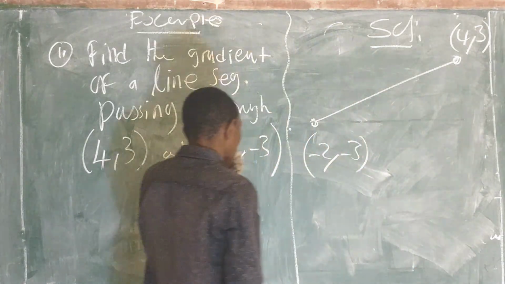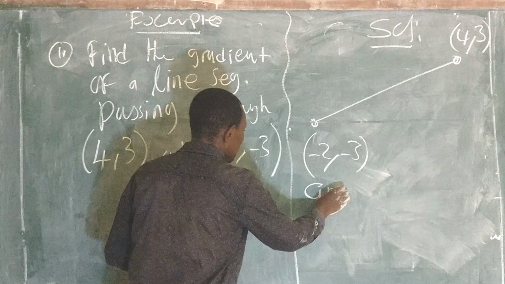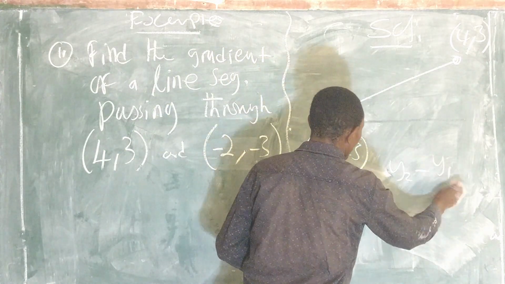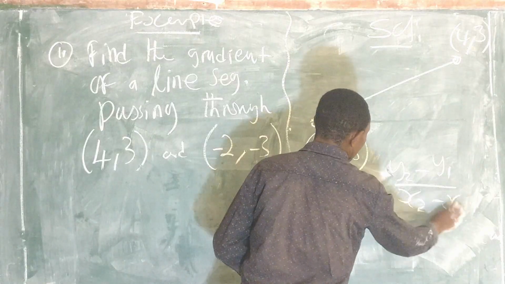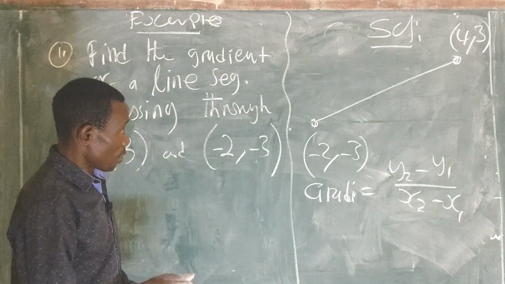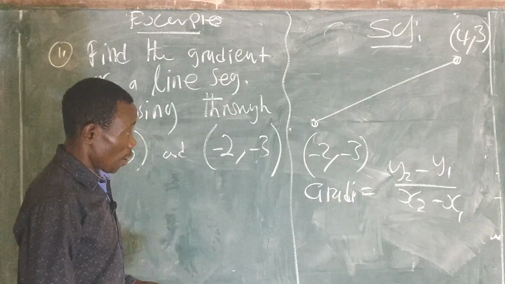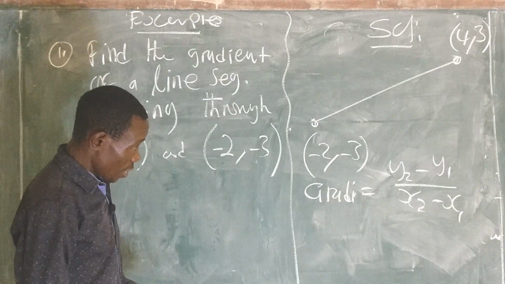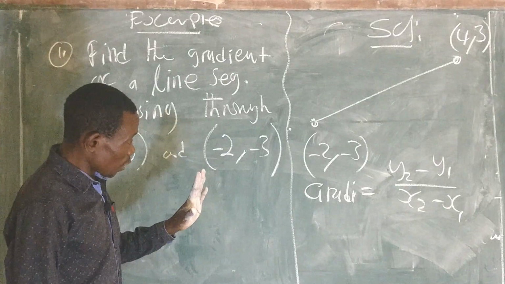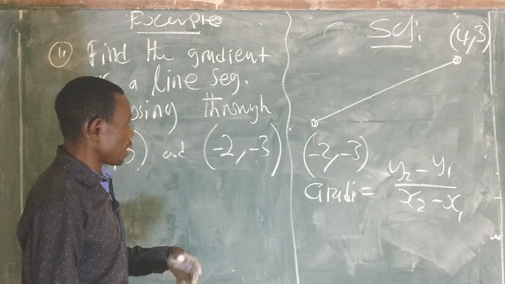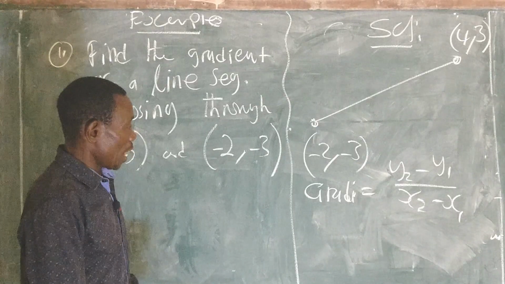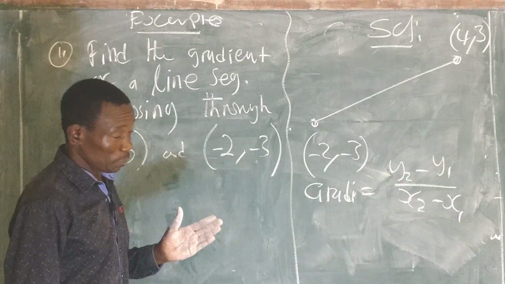Without wasting time, we indicate the formula that says gradient is (y2 minus y1) over (x2 minus x1). That's all. You don't have to memorize. The issue is which one should be my y2, which one my x2, which one my y1, and which one my x1. That is another crucial part, because some people just take this one as y1 and this one as y2 because they're both y's.